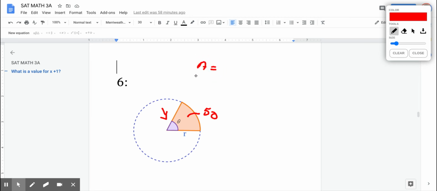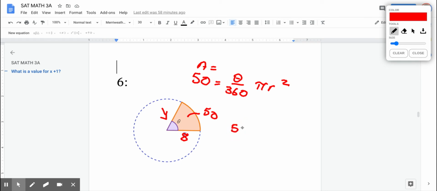We have area, but we know the area already. It's 50. The area is 50. Theta over 360. It's always, remember, circles of 360, pi r squared. So we have that already. Now we need a radius. So let's just say the radius is 8.